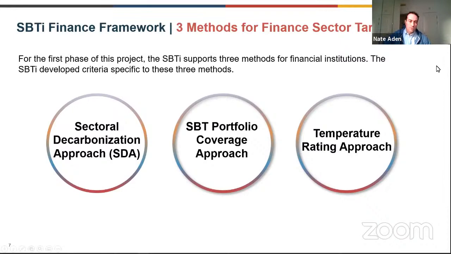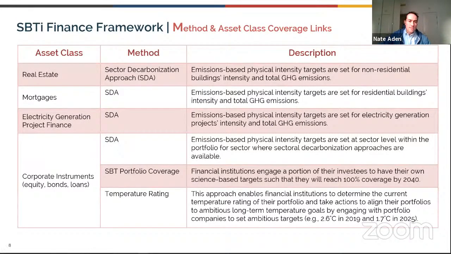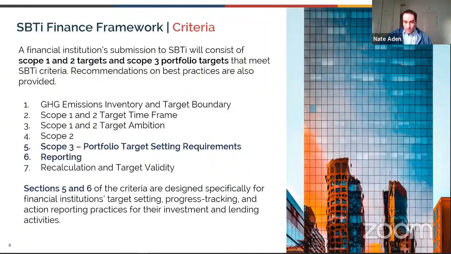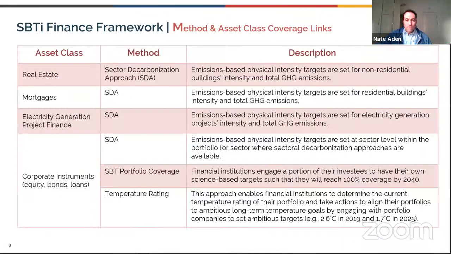The next slide shows the linkage between these three methods and the asset classes that we have selected for this phase of our work. And you can see that it's not comprehensive. Rather, we're focusing on 4 asset classes that are real estate, mortgages, electricity generation, project finance, and then the broader asset class of corporate instruments, which includes equity and debt. For the first 3 asset classes, we have physical intensity approach. And then for corporate instruments, we allow all 3 approaches. So there's no requirement to do any particular approach for corporate instruments.